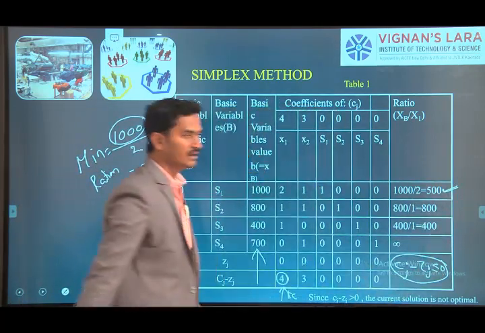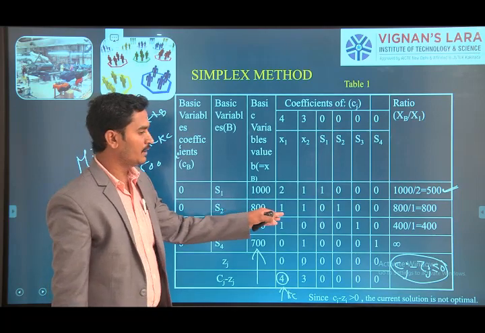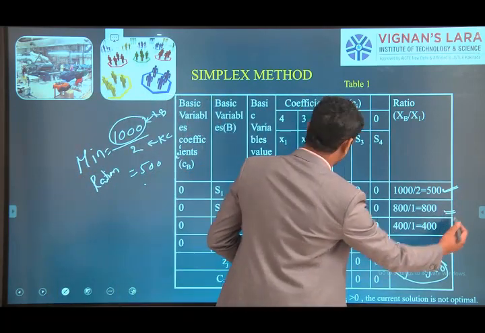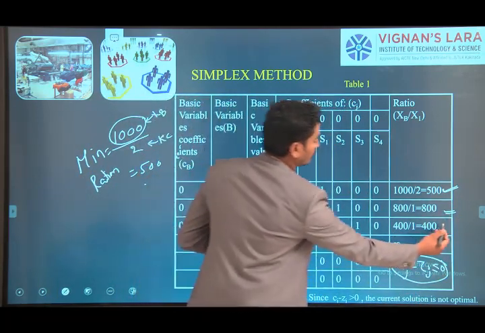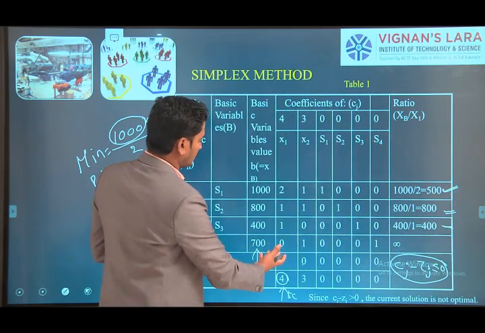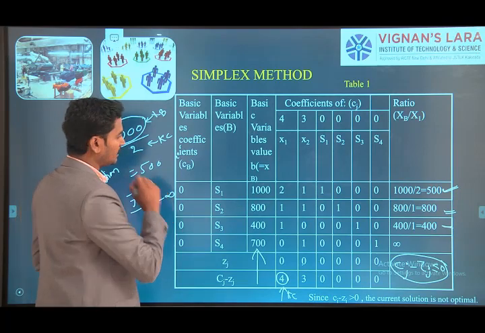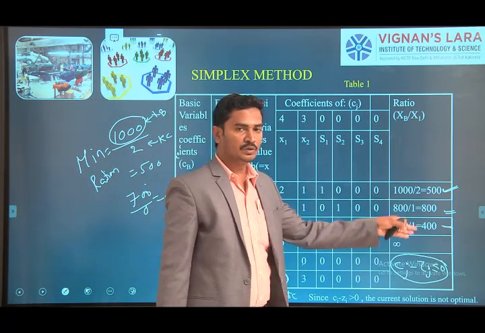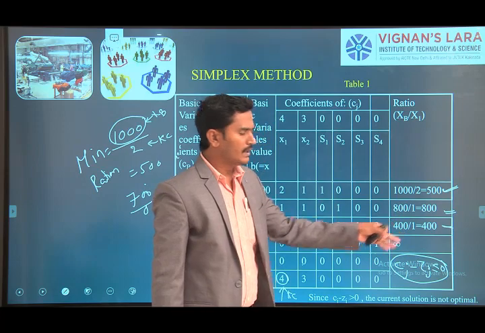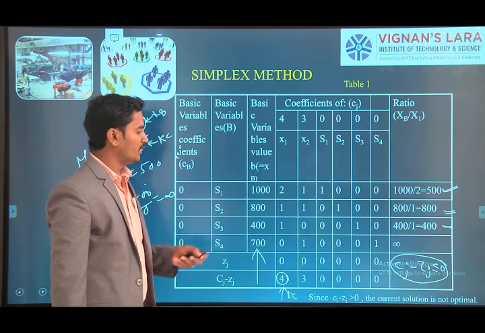Next, coming to the second row, 800 by 1. That is equal to 800. Similarly, the third one is 400. Next, the fifth one, 700 by 0. Anything by 0, what is the value? It is infinity. Here, 0, infinity and negative values are not counted in this case.